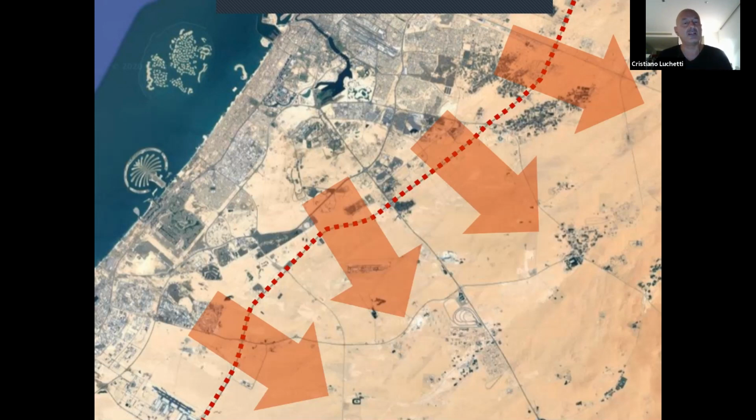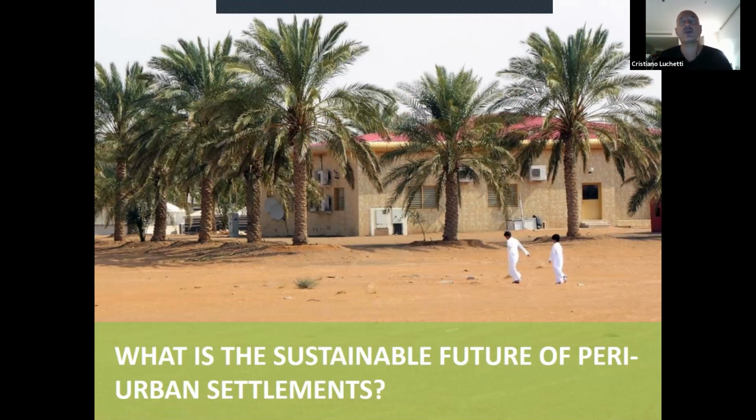I want to say that there is obviously an unstoppable development of the city, of the urban center toward the desert. And the question that will possibly drive my future research is, what is the sustainable future of peri-urban settlements? I'm really interested to understand what will happen to these villages, and what architecture and urban design can do in order to improve the condition and probably maintain the characteristics and the cultural impact of these kinds of projects on their future development.